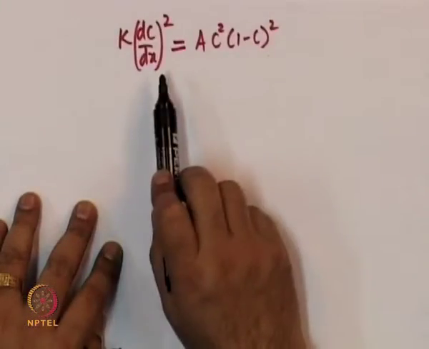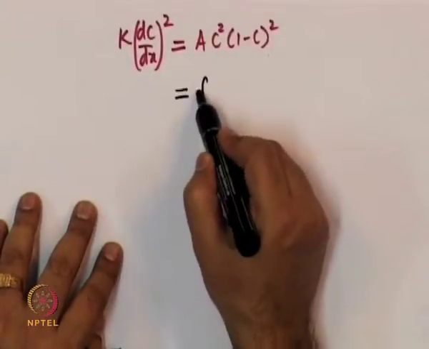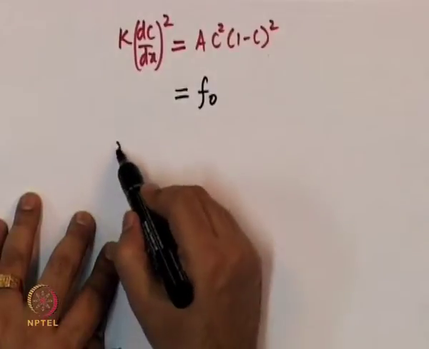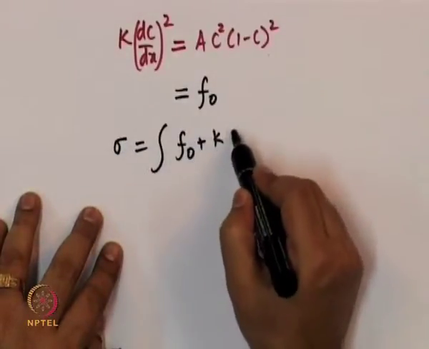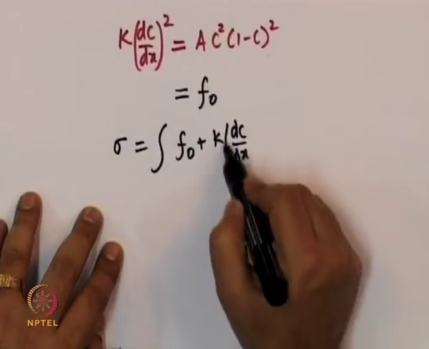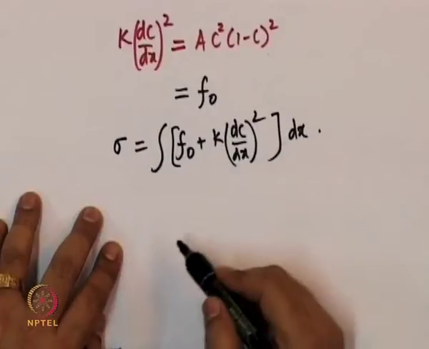Welcome. We are trying to calculate analytically the interfacial free energy for the free energy functional that we considered, and using the Euler-Lagrange equation by trying to minimize that interfacial free energy, we arrived at this expression. And let us see, this A C squared (1 minus C) squared is nothing but F0, and interfacial energy was nothing but the integral of F0 plus K (dC by dx) whole squared, integrated over dx.